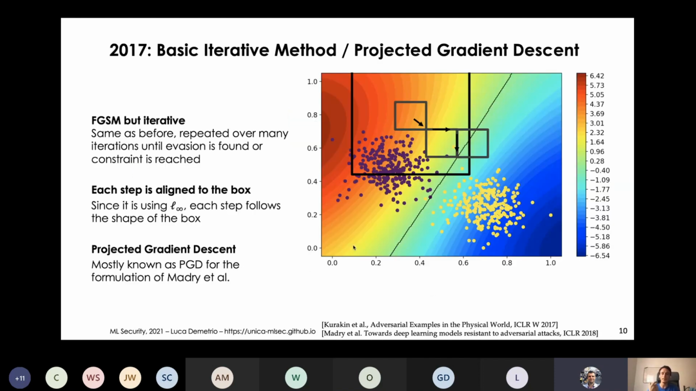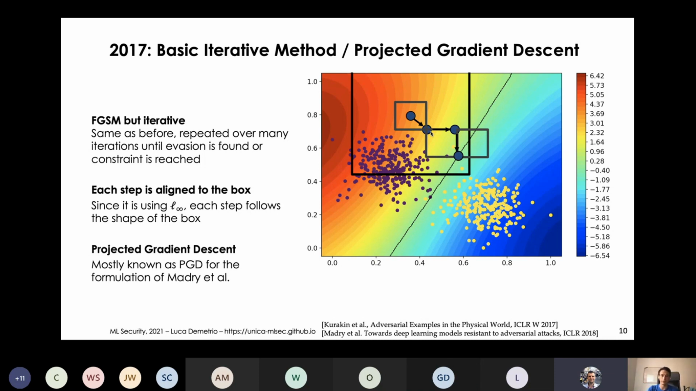So the point is, this attack as a problem is not iterative. You just do one step of FGSM and then you're done. And basically, you can see here this point is enclosed in this box, and this is FGSM, and you're done. So you might not reach the other class.